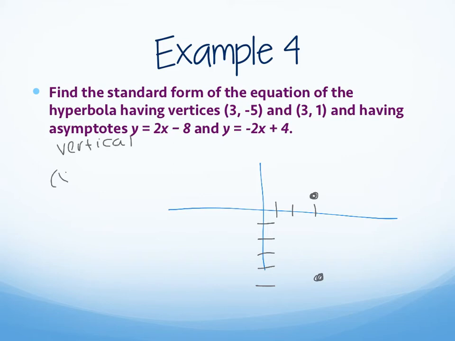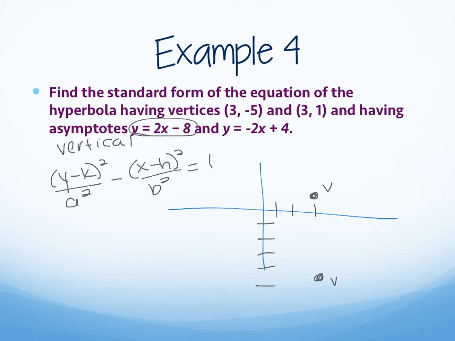So it's y minus k squared over a squared minus x minus h squared over b squared equals 1. So these are my vertices. And you have your asymptotes, which you can either draw or you can use them to get the information you need out of them before you even draw them.